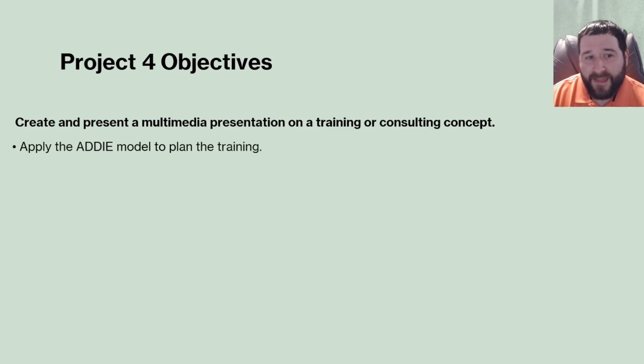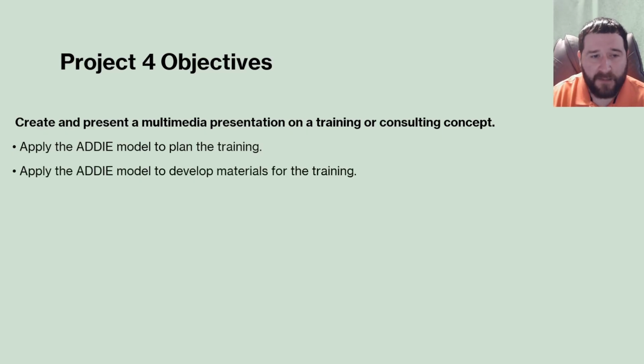So we're going to apply the ADDIE model first to plan the training. A lot of you have already done this in project 1 and 2. If you'd like to pivot to a different project, that's totally fine as well. But first and foremost, we use ADDIE to plan things, and then we use that ADDIE model to develop materials. And that's what you did in project 3.